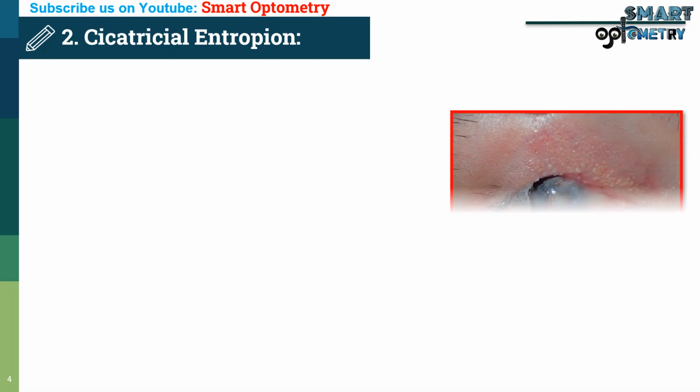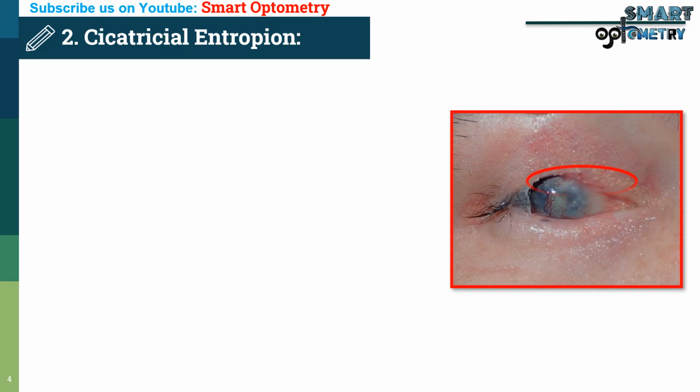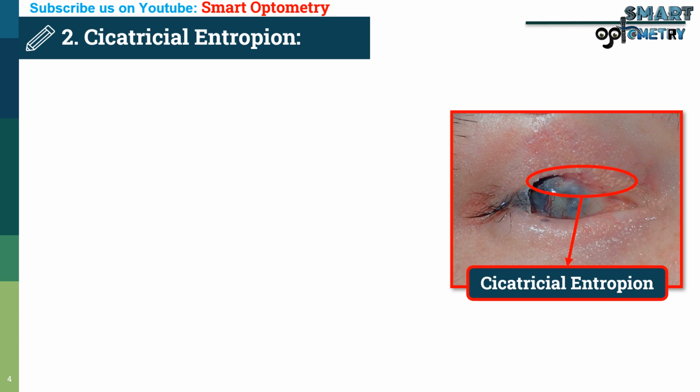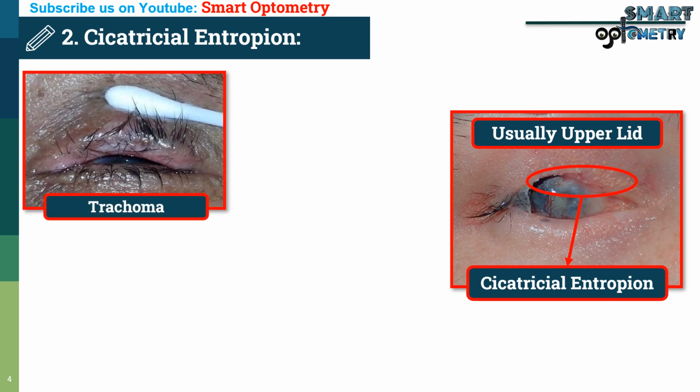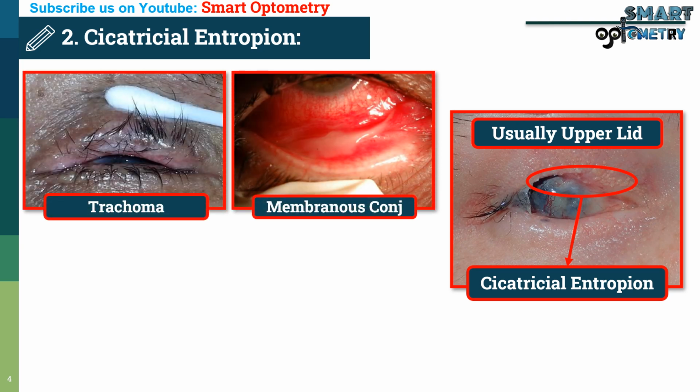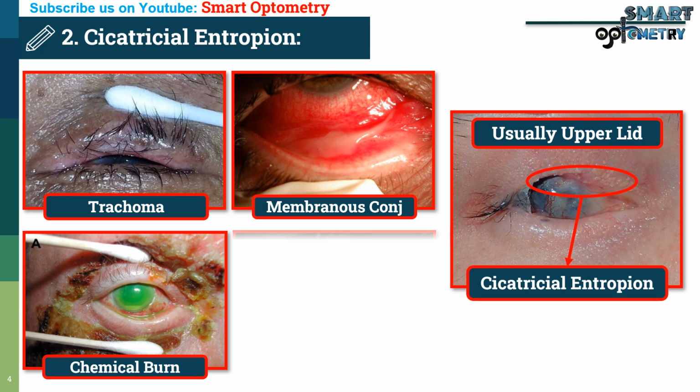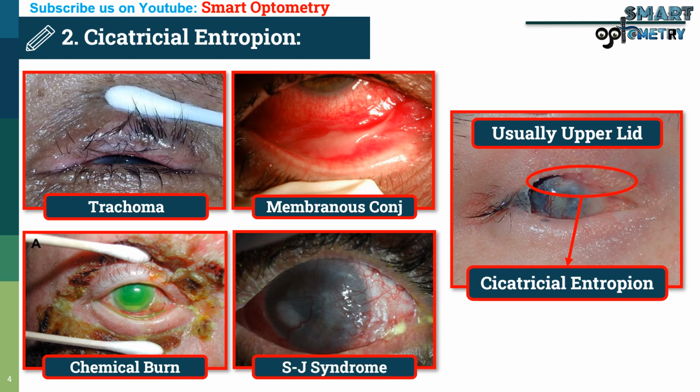2. Cicatricial entropion. Cicatricial entropion is one of the more common forms, typically affecting the upper eyelid. It occurs due to scarring and contraction of the palpebral conjunctiva, which can distort the tarsal plate. Common causes include trachoma, conjunctivitis, chemical burns, and Stevens-Johnson syndrome.